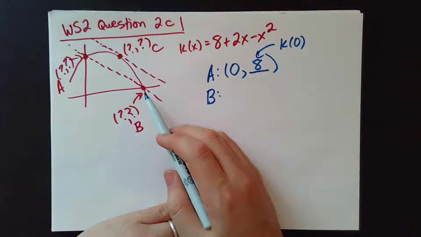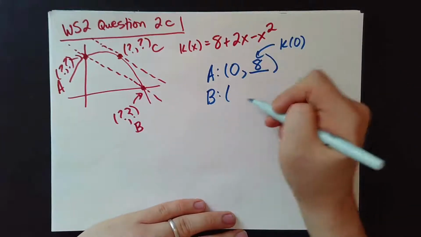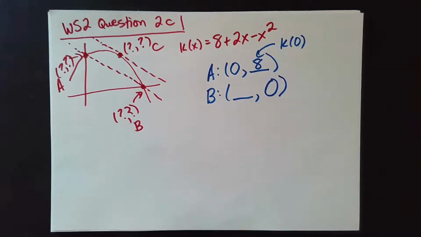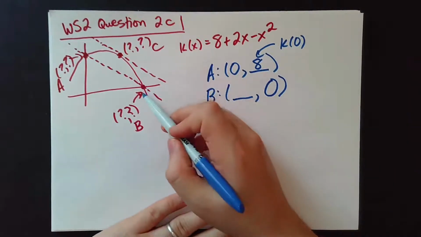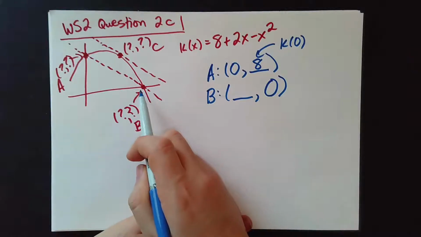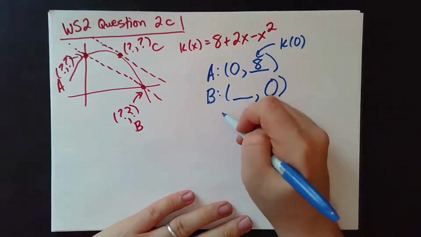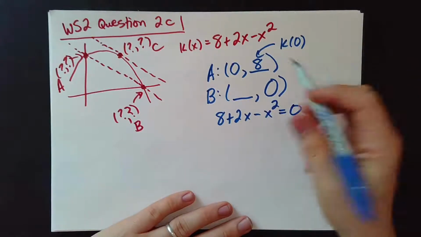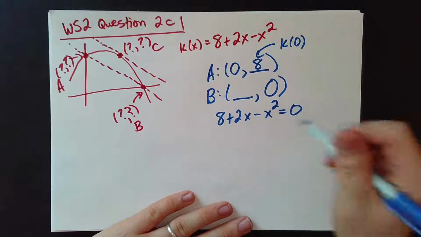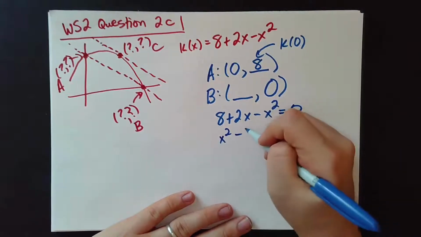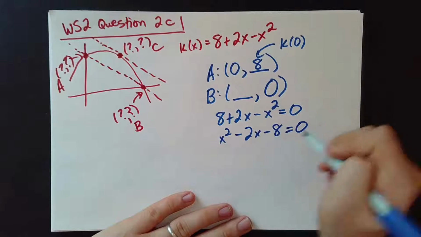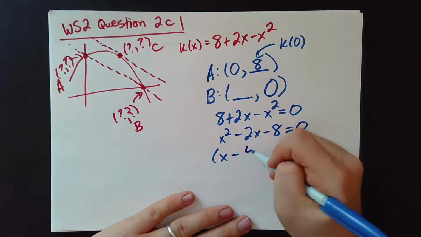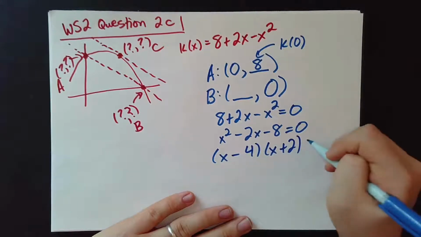Point B is actually the other way around. Point B is an x-intercept, so I don't know what this coordinate is yet, but I know that the y-coordinate is 0. And x-intercepts, remember, are a little bit trickier than y-intercepts because in order to find an x-intercept, you have to set the equation equal to 0. Okay, I'm going to go ahead and subtract everything over to the other side just so this looks a little more familiar. Okay, so I can factor this. This factors as x minus 4 times x plus 2 equals 0.